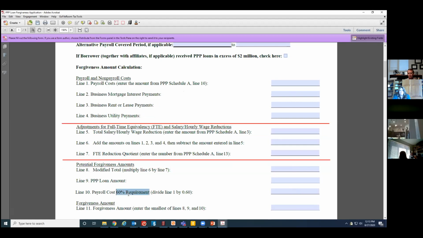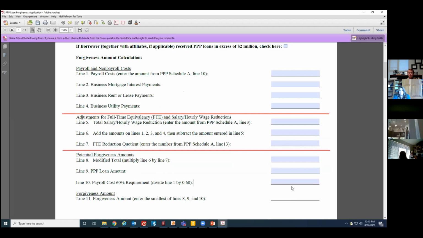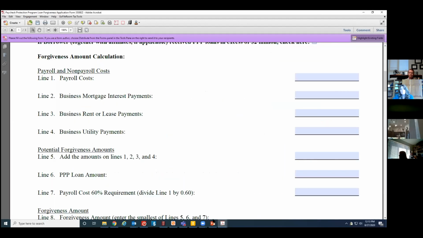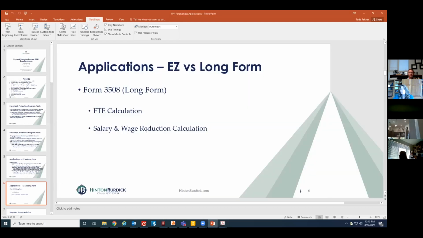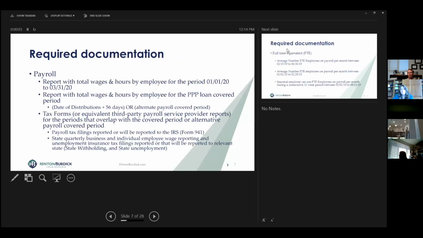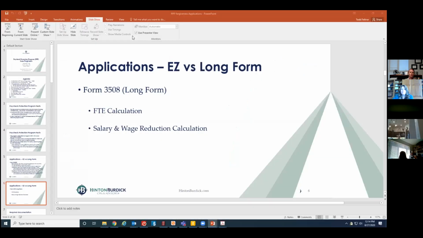Still needs to meet the 60% requirement for payroll costs. And then you'll have your forgivable amount of the loan here. So both of the applications are very similar. Back to that.